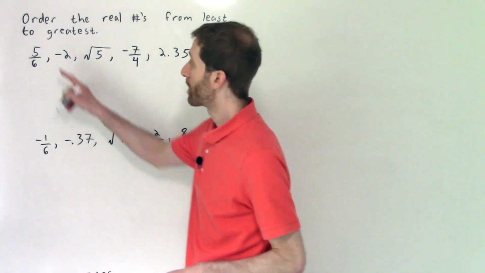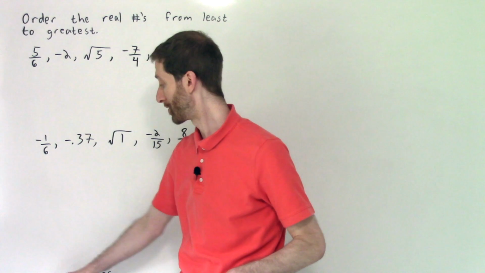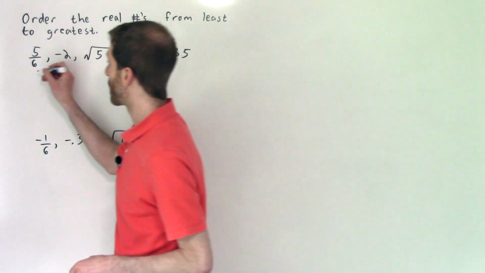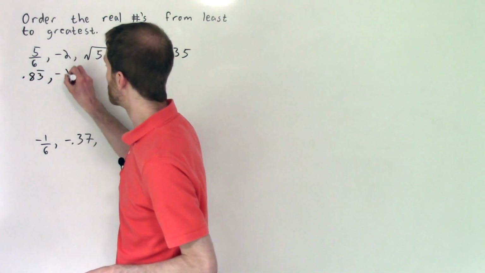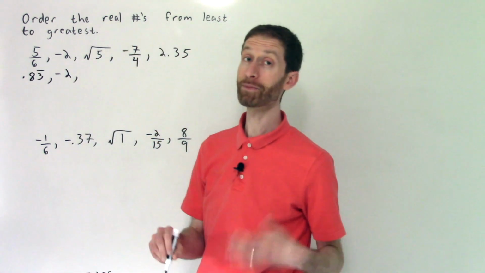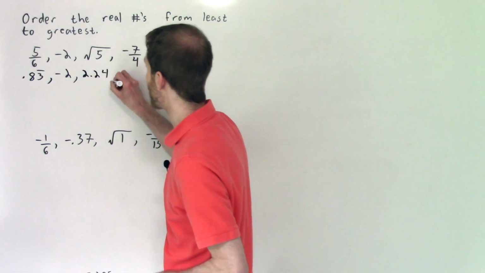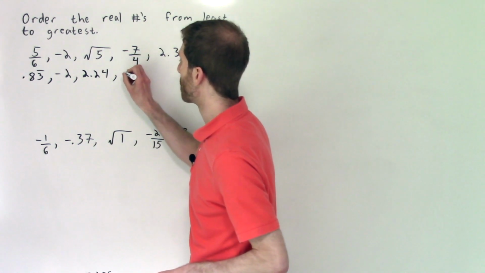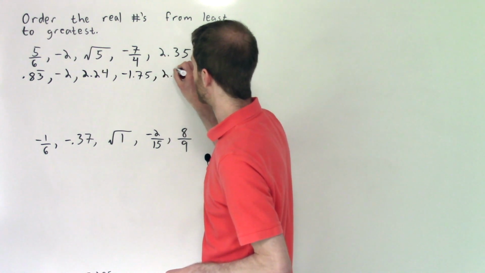So for instance, 5 over 6, and I have the numbers here off screen, you can't see them, they're way down here. But 5 divided by 6 is what you're plugging into your calculator. You get 0.83 repeating. Negative 2 is just negative 2. The square root of 5 is about 2.24. So we're just approximating the values enough so that I know what's greater and what's less. Negative 7 divided by 4 is negative 1.75. And 2.35 is, well, itself.